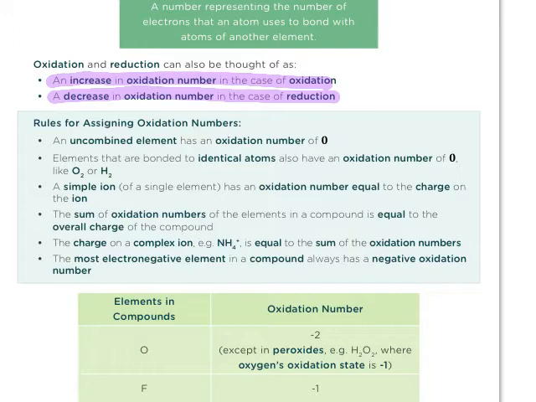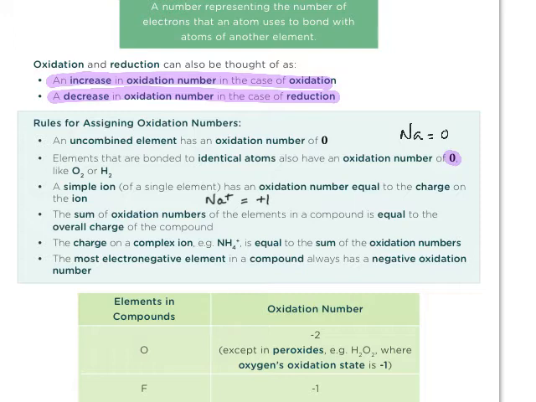So if we had an element all by itself, let's say sodium, Na, then its oxidation number would equal 0. Likewise, elements that are bonded to identical atoms, for example O2, H2, etc., are essentially just elements, so they also have an oxidation number of 0. If we have a simple ion, so let's say an Na+, then its oxidation number is equal to the charge on the ion. So if we have Na+, then that has an oxidation number of +1.